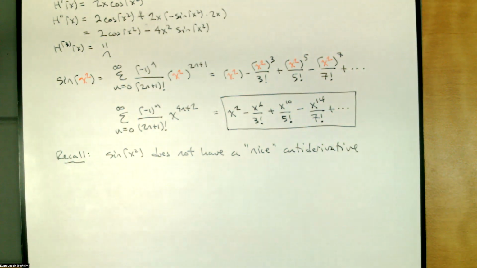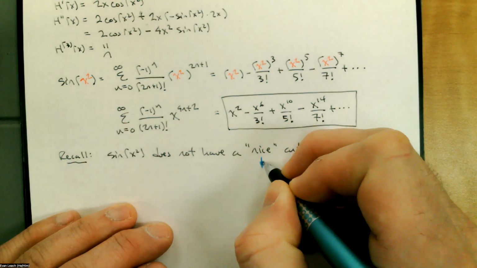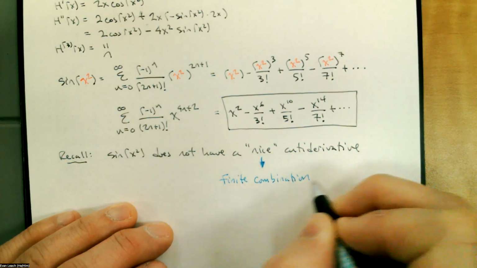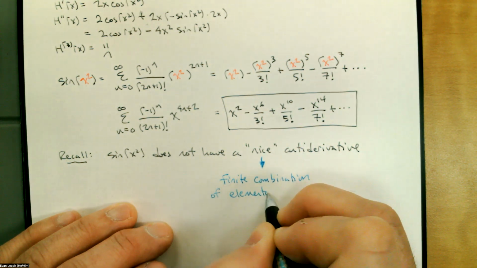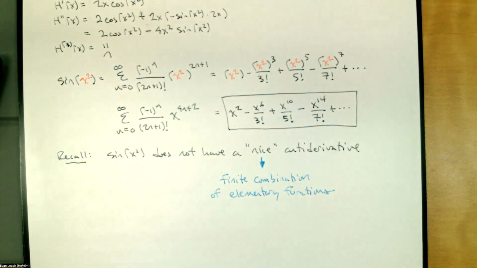If you recall, this function sine of x squared does not have a nice antiderivative. And by nice, I mean it does not have an antiderivative that can be expressed as a finite combination of elementary functions. Sine of x squared is not the derivative of some finite combination of elementary functions. So if I want to express the antiderivative of sine of x squared, I have to use either a finite combination of non-elementary functions or an infinite combination of elementary functions. I have to break one of those two requirements.